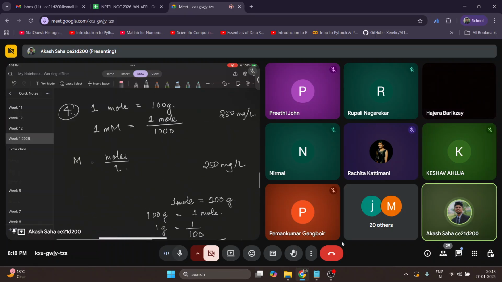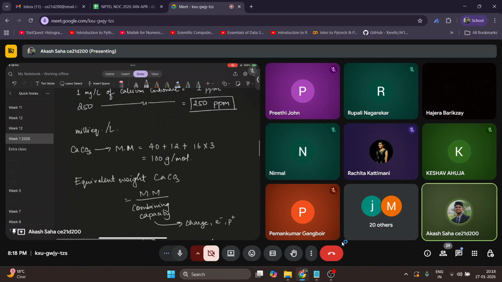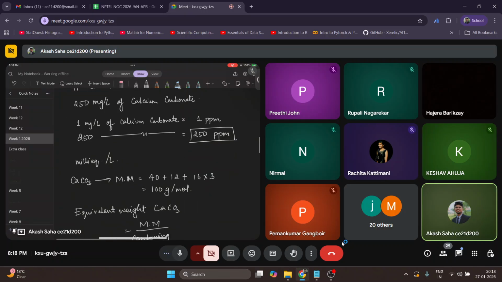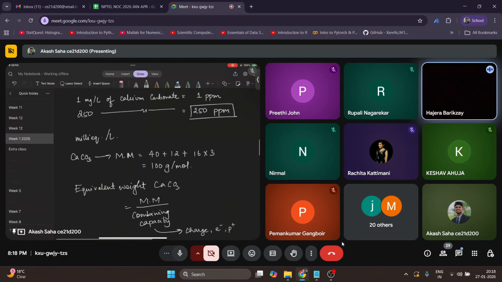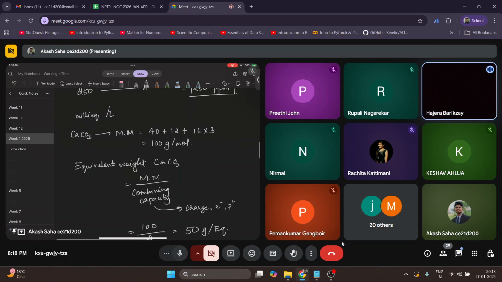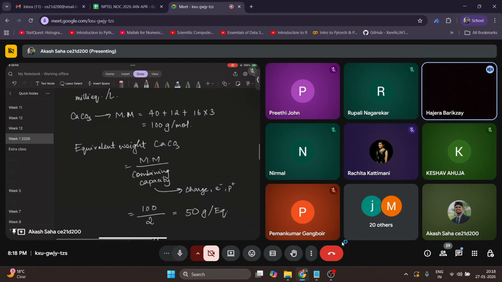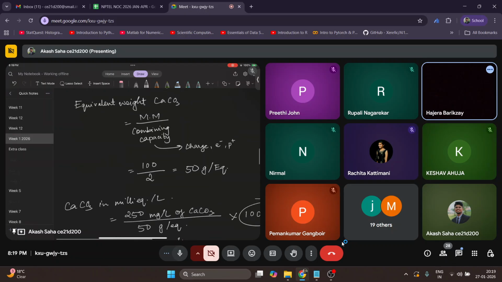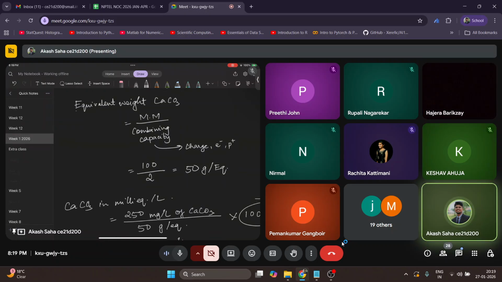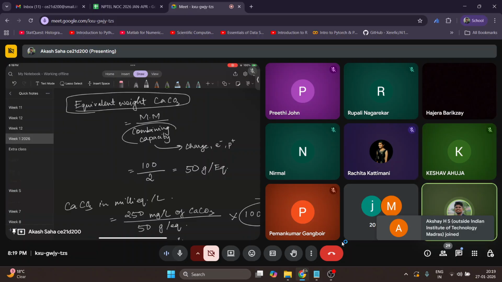And before that, the equivalence term: is everyone clear how to get the equivalence? Yes, it's clear. You found the molecular weight of calcium carbonate was 100 and the equivalent weight was 50. For equivalent weight, you have to be careful, you have to divide by the combining capacity. These things change according to the question.